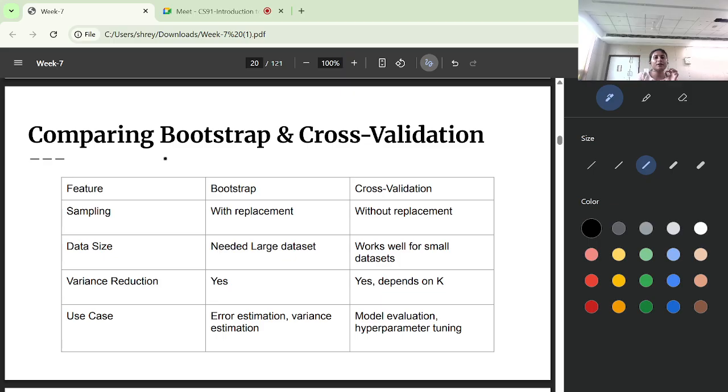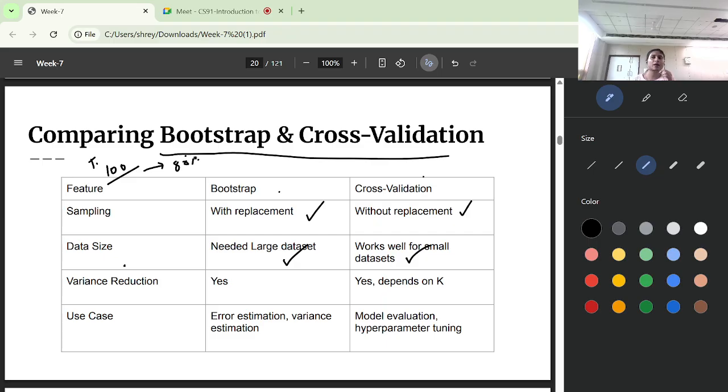So basically I can compare bootstrap and cross validation on some features. First is sampling, which I already explicitly mentioned: bootstrap is with replacement, cross validation is without replacement. Data size: for bootstrap we need a large data size, while cross validation can work for a small data set as well. Why? Because in cross validation you divide the data into k parts, and k minus 1 parts are used for training, so it is good. But in bootstrap you need a large data set so you can sample a subset out of it. If I am taking 100 total size and taking out 80, it does not make sense to use bootstrap here.